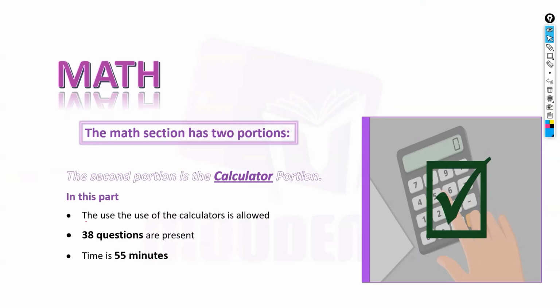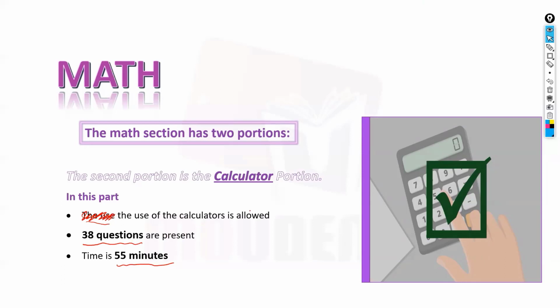The second portion is the calculator portion. In this part, the use of the calculator is allowed. Actually, you have 38 questions and you have 55 minutes. As you can see, you're not really pressured with time as in the English section. You can use the calculator. I'm not saying that you have to use the calculator.